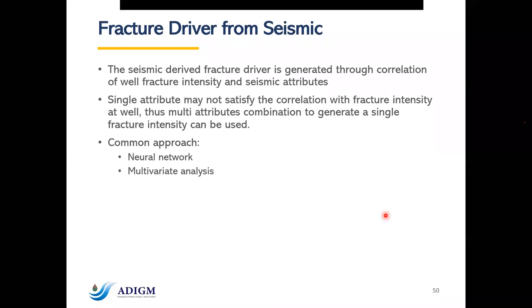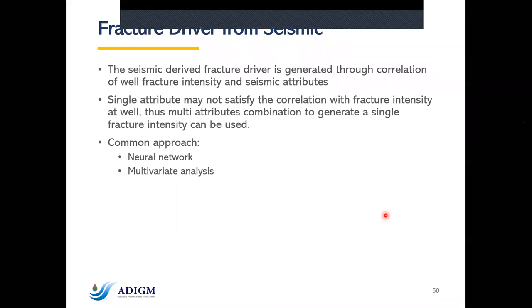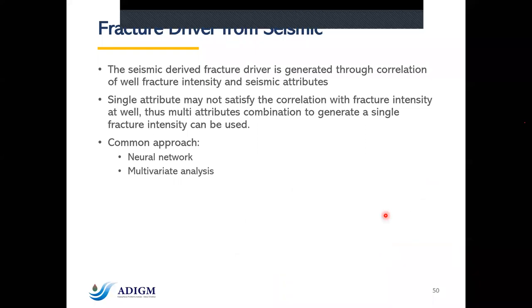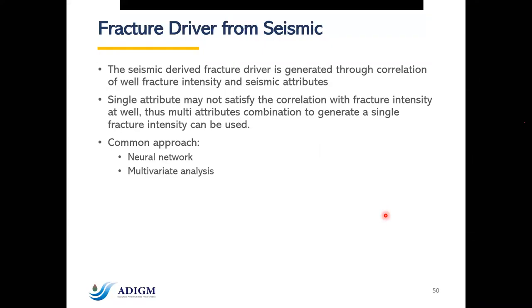If we derive the fracture driver from the seismic, we get the fracture driver from correlations of the seismic attributes and/or inversions with the fracture intensity from wells. A single seismic attribute may not satisfy the correlation, so we tend to use a multi-attribute approach to get a statistically good correlation with the well intensity. A common approach that we use is neural network multivariate analysis, or you can also use machine learning if you have the tools.